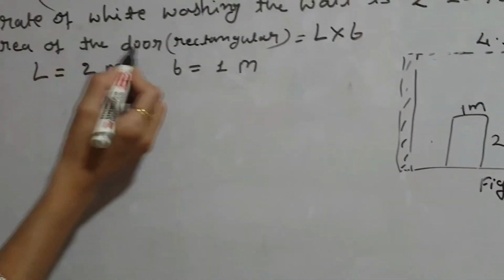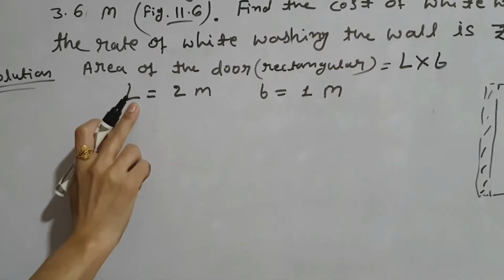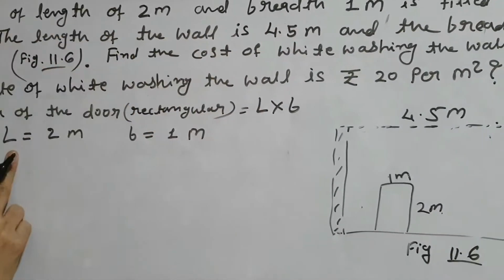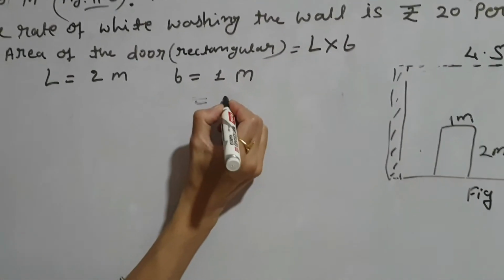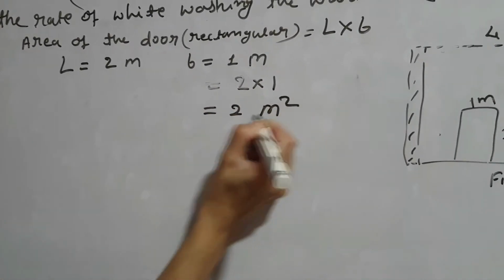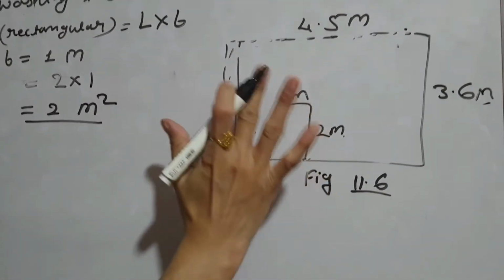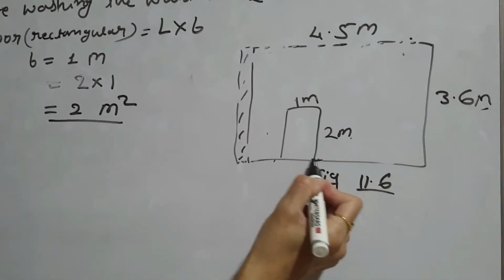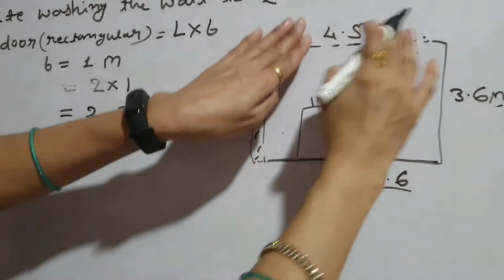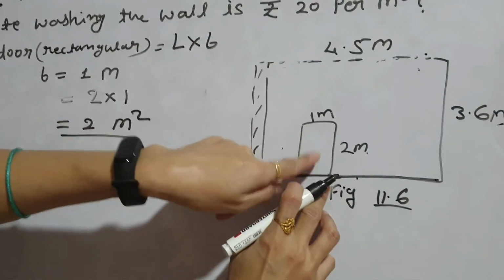So area of the door, rectangular: length multiplied by width. The length of the door is 2 meter and the breadth of the door is 1 meter. So we will find out the area of the door: 2 multiplied by 1 equals 2 square meter. This is the door area, and you can see here the door has been fitted in the complete wall. So this length is 4.5 meter. This complete area will be found out and we will subtract the door area.